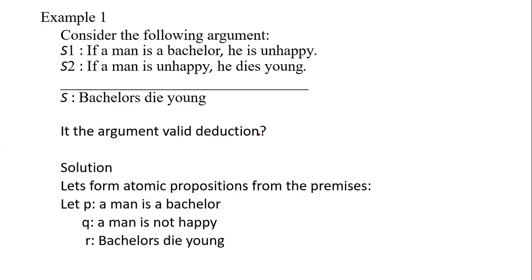So let's move on to another example. Now let's go to example 1. Consider the following argument. S1: if a man is a bachelor, he is unhappy. S2: if a man is unhappy, he dies young. Conclusion: bachelors die young.